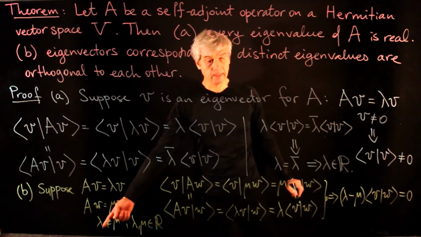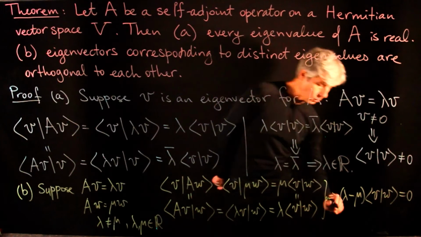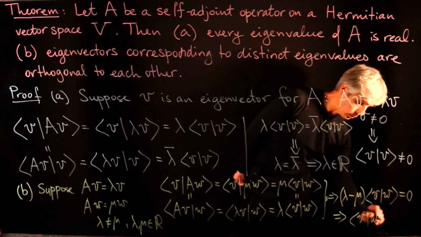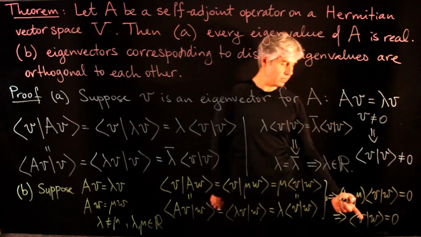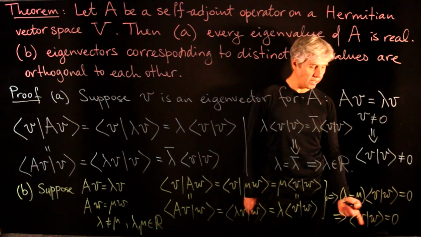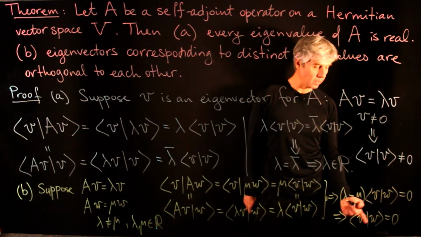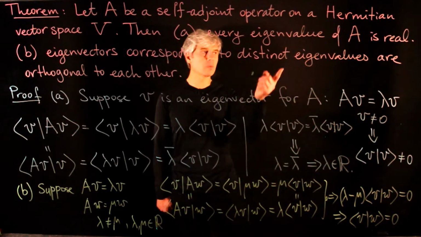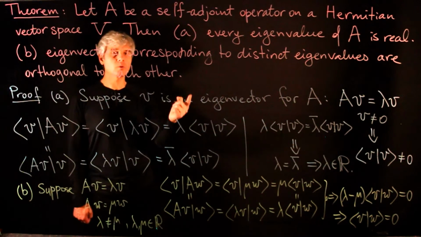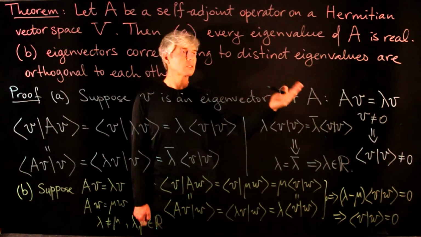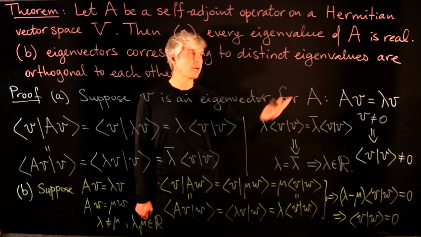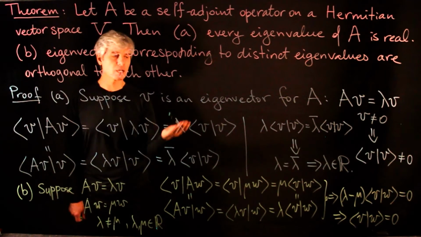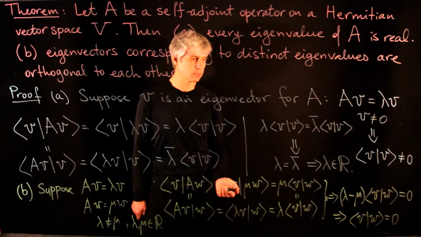And we said that lambda is different from mu, so this implies that the scalar product of V with W is equal to 0. This means that these two vectors are orthogonal to each other with respect to the Hermitian scalar product, and this is exactly what we had to prove: if we have two eigenvectors that correspond to unequal eigenvalues, then these two eigenvectors are orthogonal to each other with respect to the Hermitian scalar product.